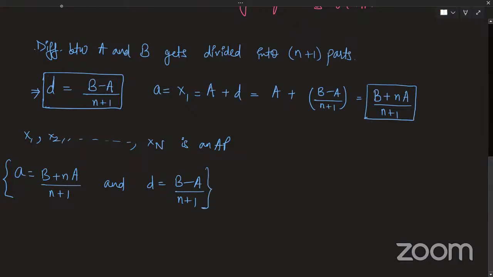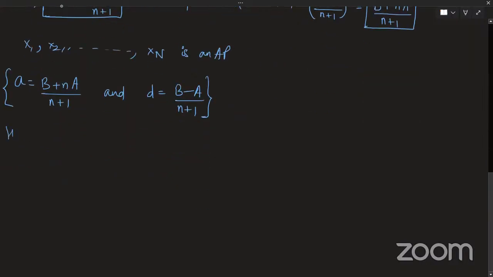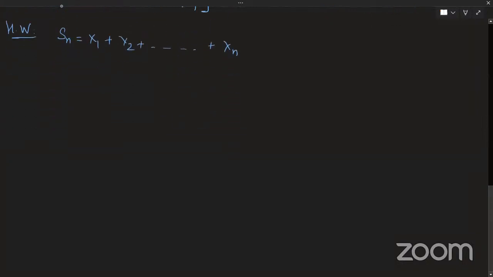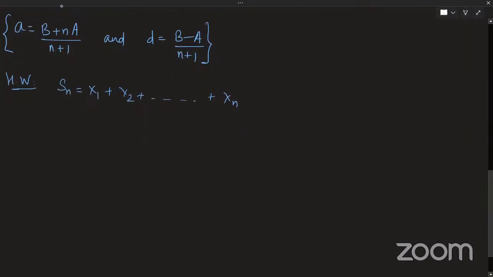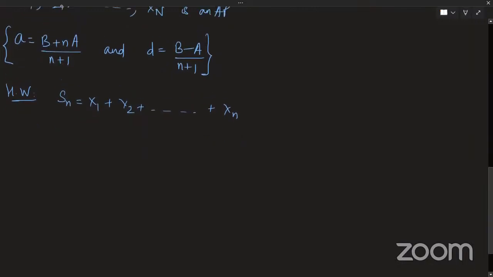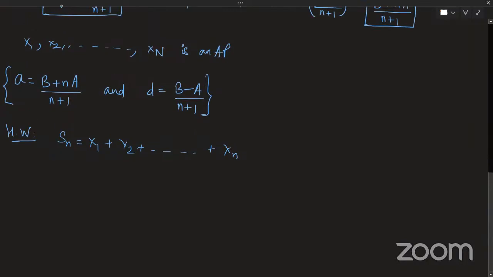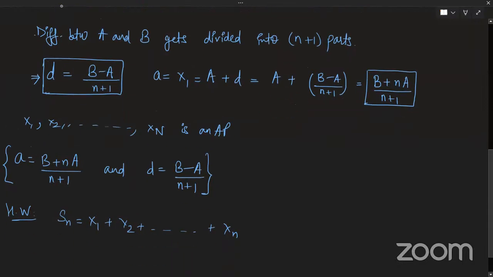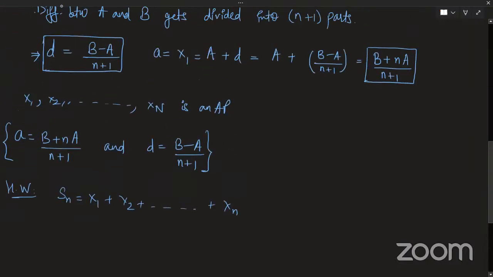Fine? So I'm giving you a very small homework: find the sum of the n numbers, the sum of x1 to xn. Okay, that's it you need to do. Very small homework. You might be able to do it right now. Very easy. Any issues with this? You will be able to do it, right? Okay, great.